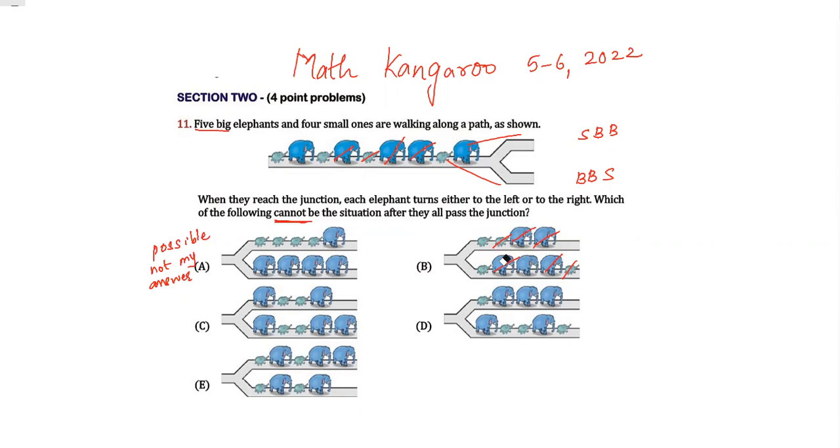Sorry, this is the one, right? Then you have the small one, which will go here, and the big one and the small one, which will come here. So again, we have 9 elephants. So this is also possible, hence not my answer.